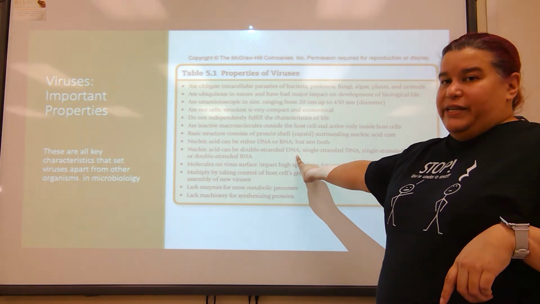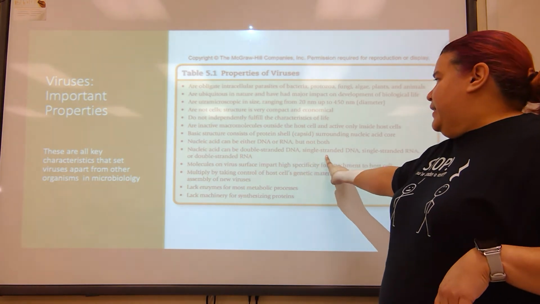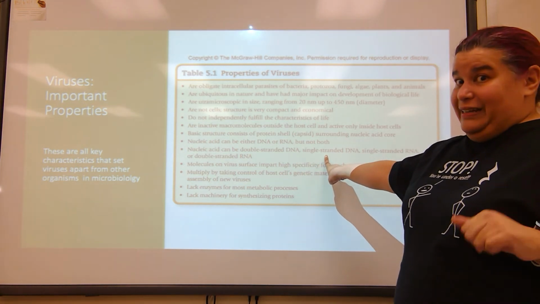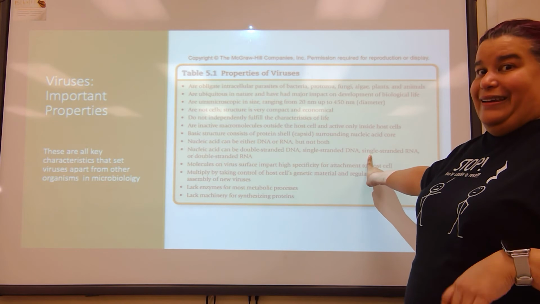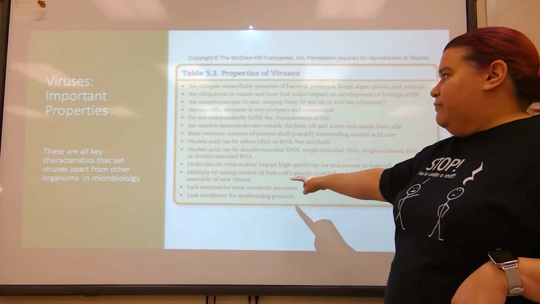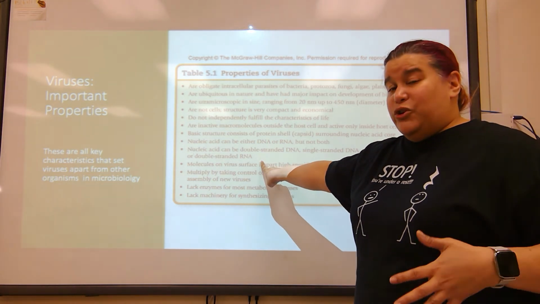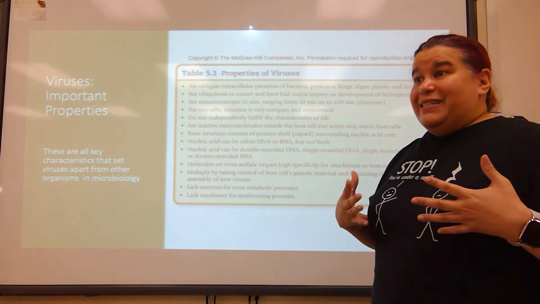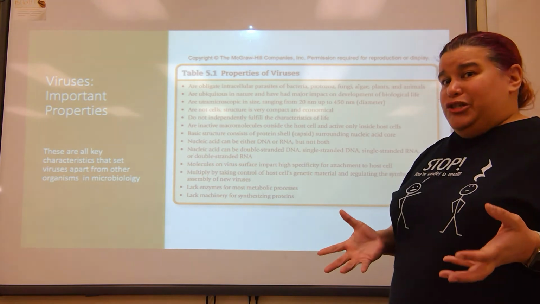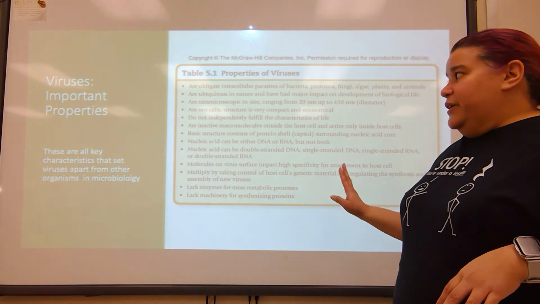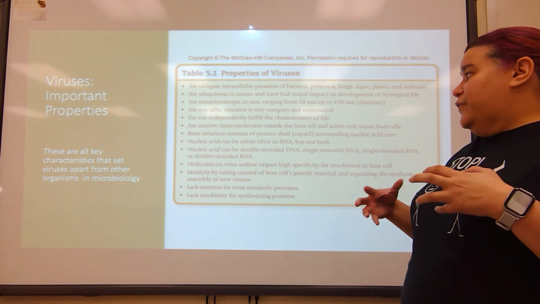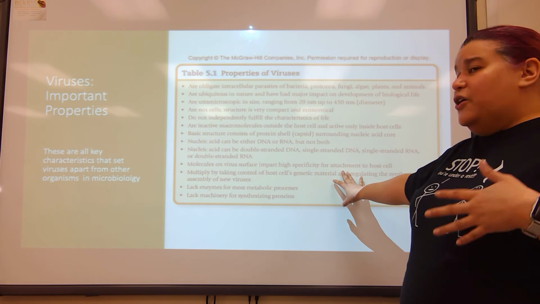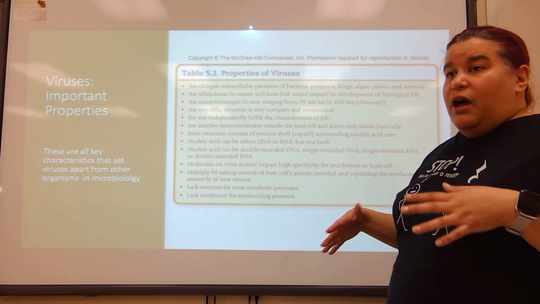They can be double stranded DNA, which is what we have. They can be single stranded DNA, nothing like we have. They can be single stranded RNA, again, not really what we've got going for us. Or they can be double stranded RNA. Even bacteria don't use RNA as genetic material. So that's very unique. Molecules on the virus surface impart high specificity for attachment to the host cell.